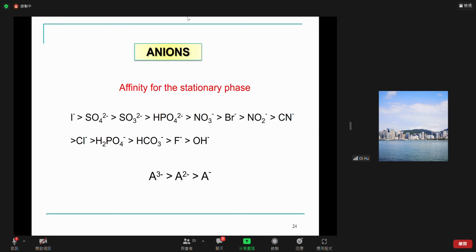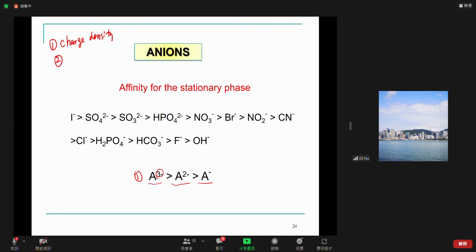Okay, so generally we can predict the affinity for the stationary phase of different ions. For different ions, the first rule is trivalent ions have a stronger affinity than divalent ones, and higher affinity than the monovalent ones. A3- is larger than A2- is larger than A-. Okay, so the first thing is charge density. Even the charge itself already plays a very important role.